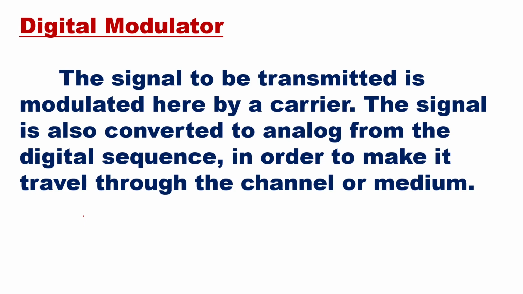As we have told earlier, if it varies the amplitude of the carrier, then we will get amplitude shift keying, ASK. If it varies the frequency of the carrier, we'll get frequency shift keying, FSK. And if it varies the phase of the carrier only, then we'll get phase shift keying, PSK. These are the basic three types of digital modulation techniques. One of these techniques will be used, and then the data will be sent through the communication channel.